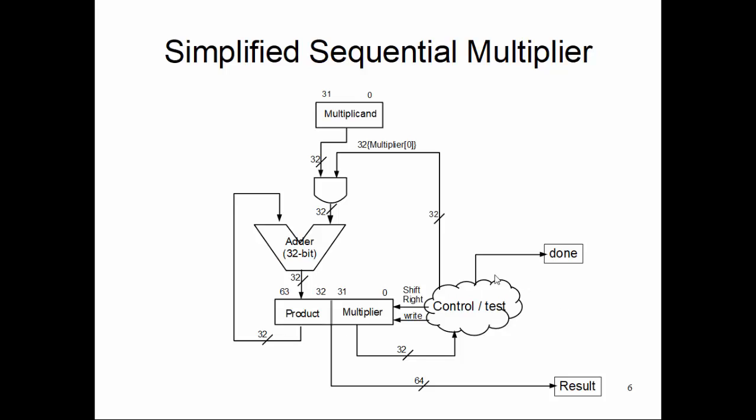And your controller is basically going through this algorithm and applying the shift right and write signals at the appropriate time, and it runs for 32 cycles, and once it is done, it says, okay, I'm done. Outside of this multiplier, whoever wants to use the result can pick it up as a 64-bit value. The higher part is from the product register, and the lower part resides in the multiplier register, where the multiplier went out of scope.